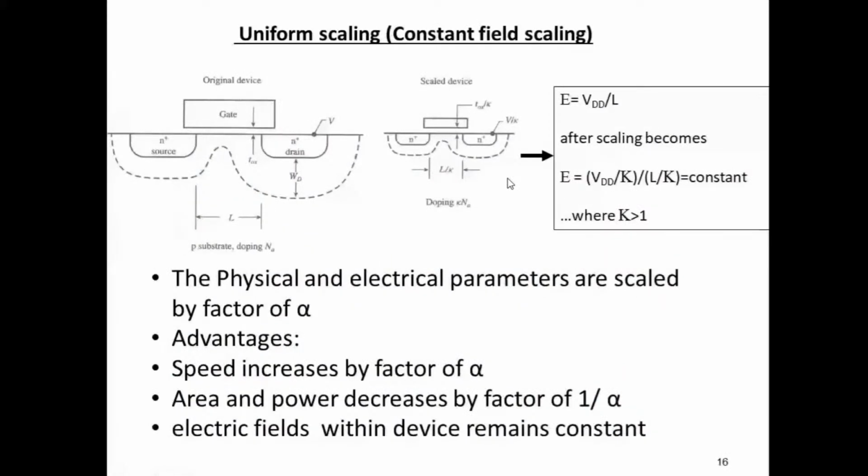Let us have a closer look at scaling. Initially, the scaling was done in a uniform manner, also known as constant field scaling. Here, the bigger device was converted into a smaller device, scaling the physical and electrical parameters by a factor of k. Advantages were speed increased by a factor of k, area and power decreased by a factor of 1/k, and the electric field within the device remained constant.